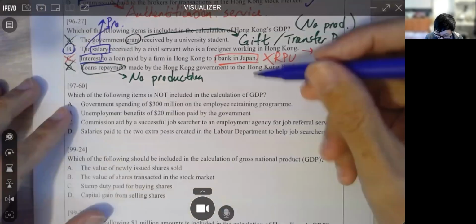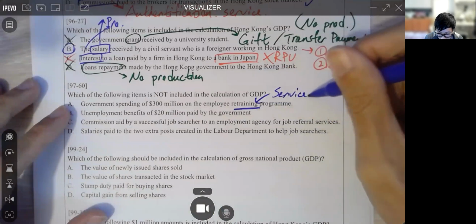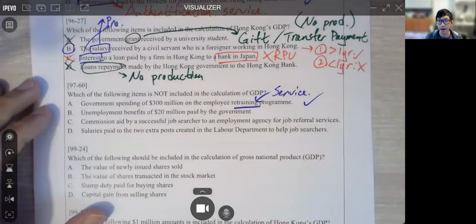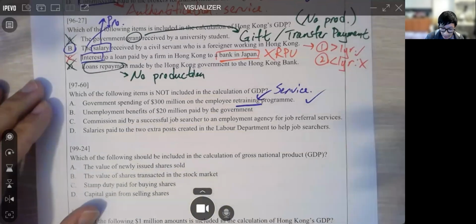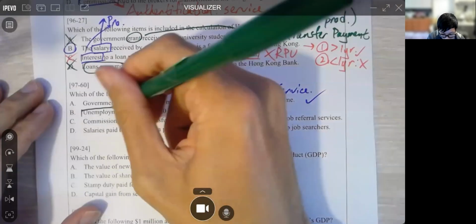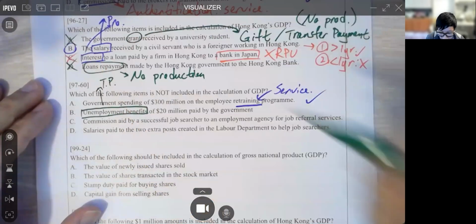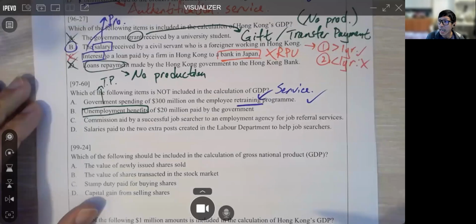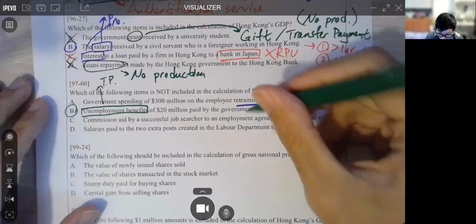When you see training, this is a service. OK, therefore this is counted. OK, 好啦，第二個啦，unemployment benefit. 記住啦，unemployment benefit falls into something we call transfer payment. OK, transfer payment that's not counted in GDP. No production.